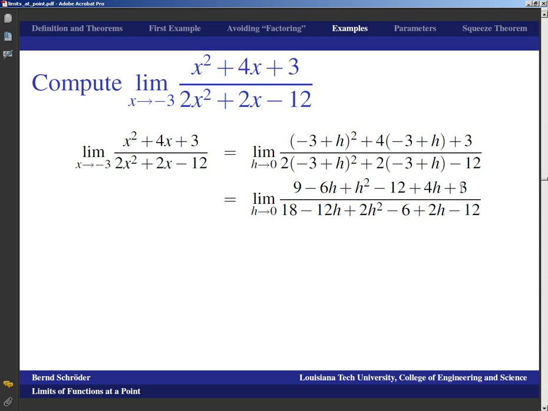9 minus 12 plus 3 is 0. 18 minus 6 minus 12 is 0 also, so we'll not have any constant terms. Numerator will be h squared plus minus 6h plus 4h, so that should be h squared minus 2h. The denominator should be 2h squared minus 10h. Ha! And I got it right.